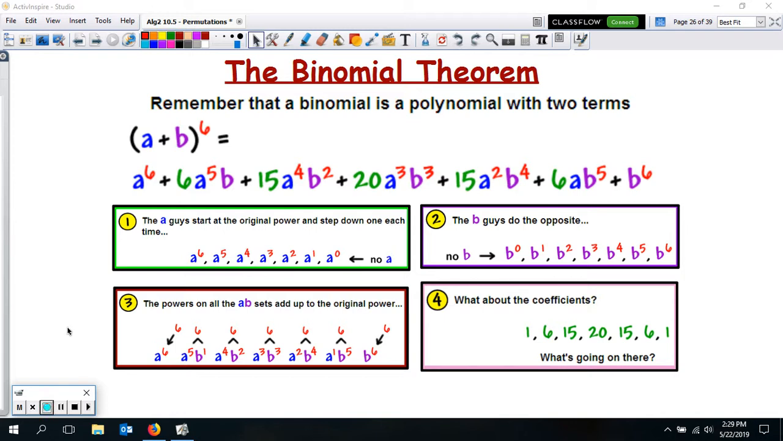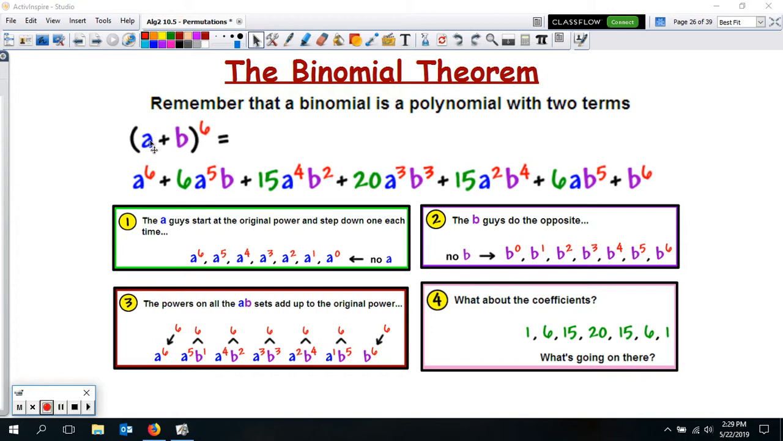Okay, so for the binomial theorem, I'm not going to spend a lot of time on this because I have done this in a previous lesson. I think it was in chapter 4 that this was also in. There's a little bit more to it this time, but this is kind of a review from what we saw in chapter 4. Basically, you have a binomial to an exponent that's pretty big, like this one says 6.